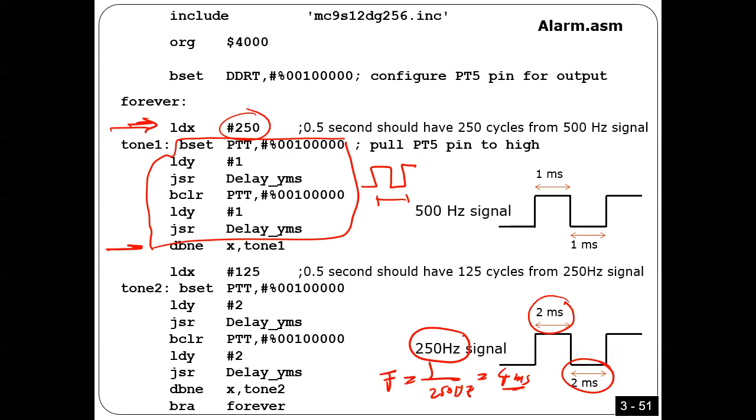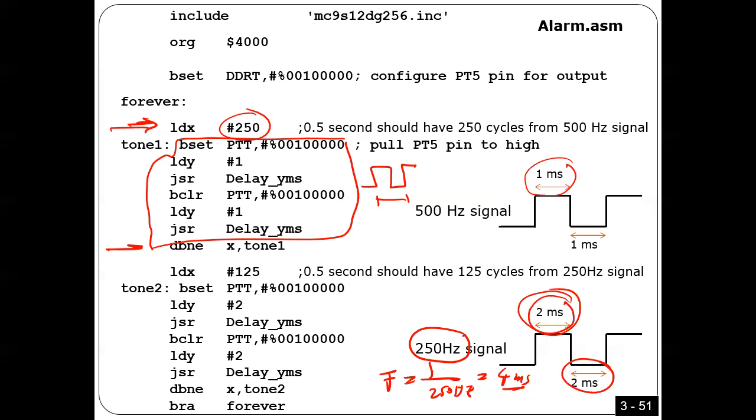So if you look here, guys, I'm gonna use this code again, but I'm gonna change the delay from 1 millisecond to 2 milliseconds. That's number one. Because for this signal, the delay here has to be 1 millisecond, and the delay here has to be 2 milliseconds. So I'm gonna change the delay from 1 millisecond to 2 milliseconds. Is that okay?